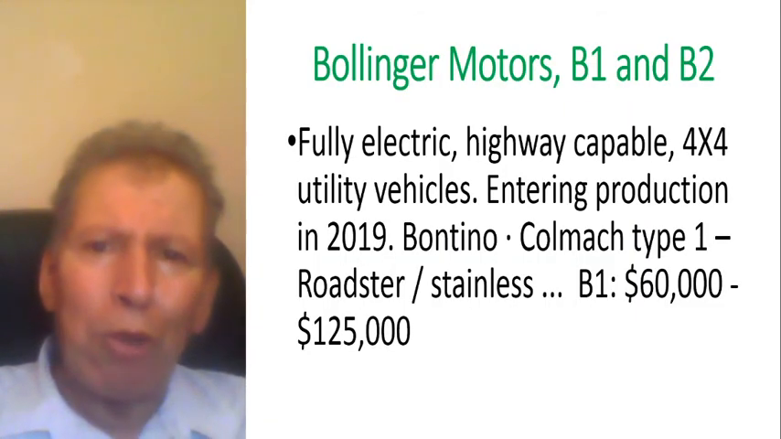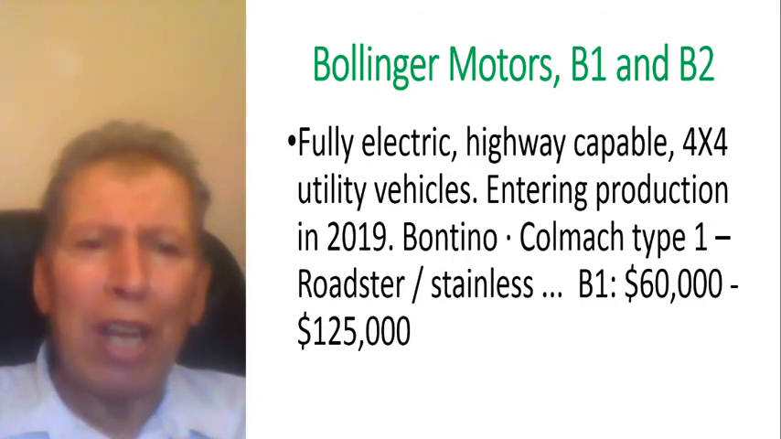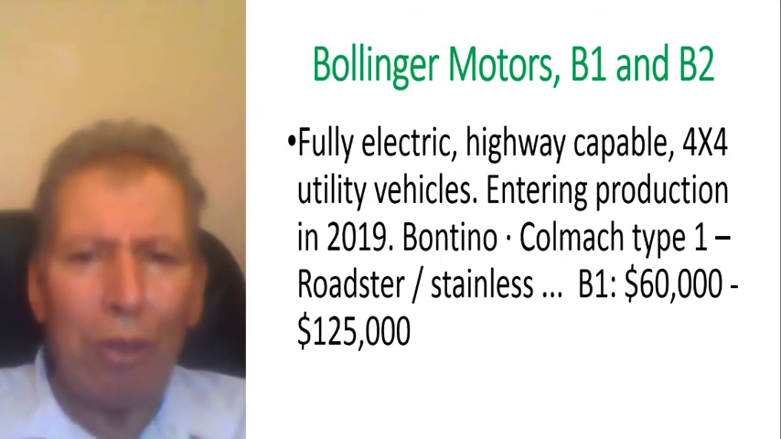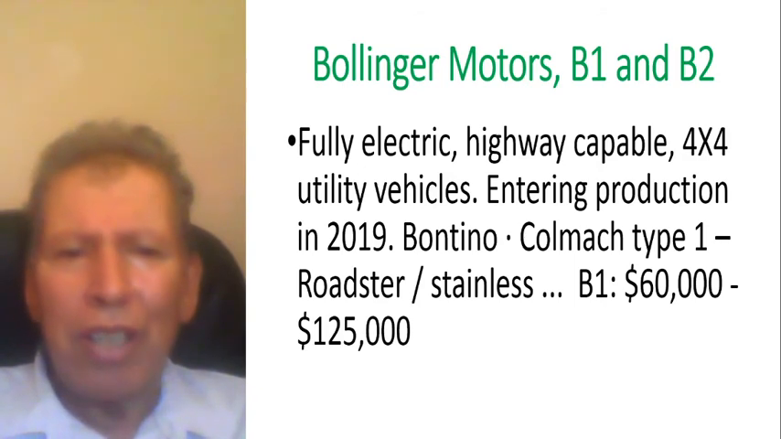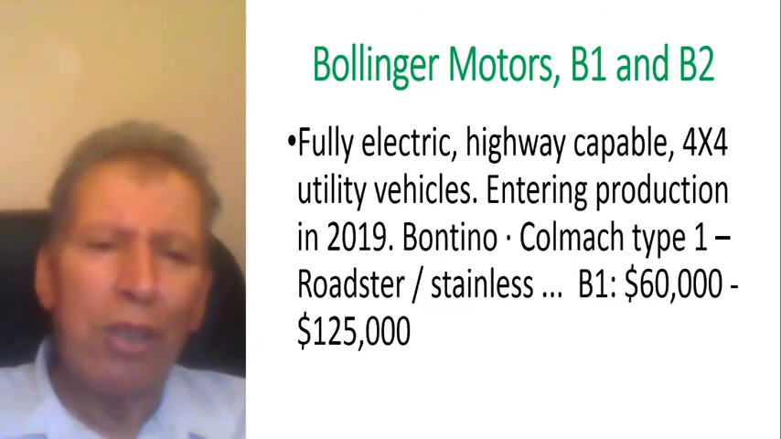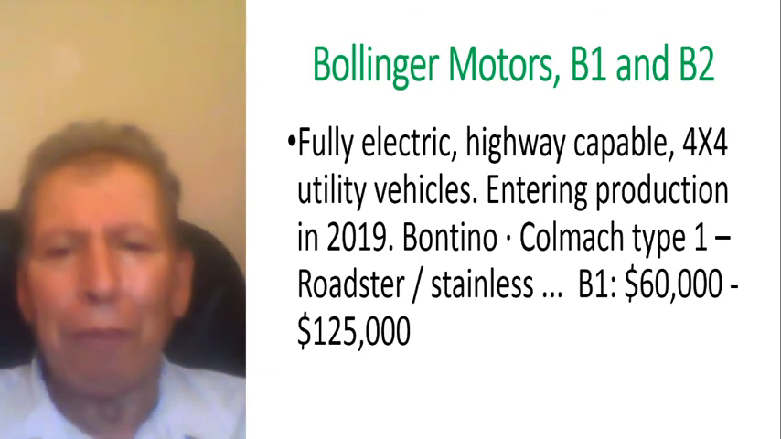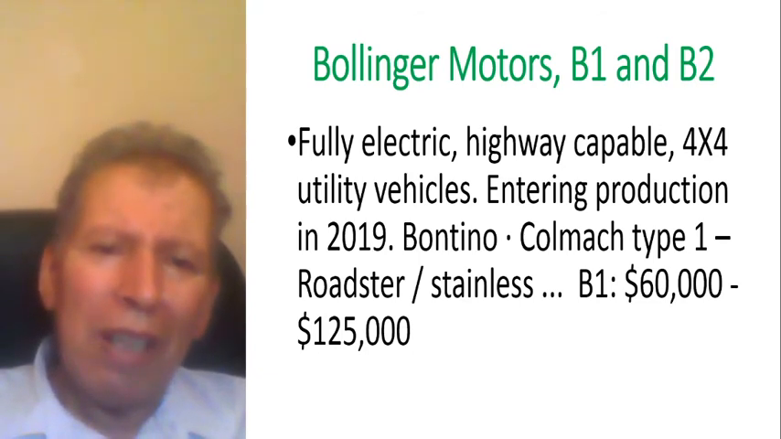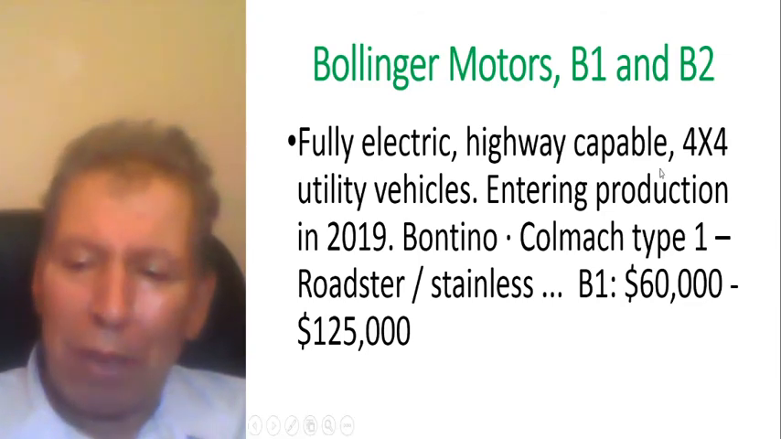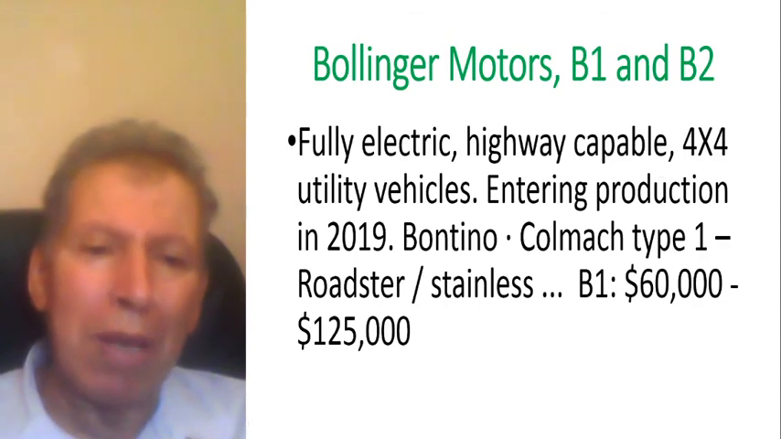Bollinger Motors B1 and B2, fully electric, highway capable, four-wheel drive utility vehicles. Entered into production in 2019. Prices range from $60,000 to $125,000, depending on the model. So they're quite expensive, prohibitively expensive, but probably in the future these cars will become commonplace.